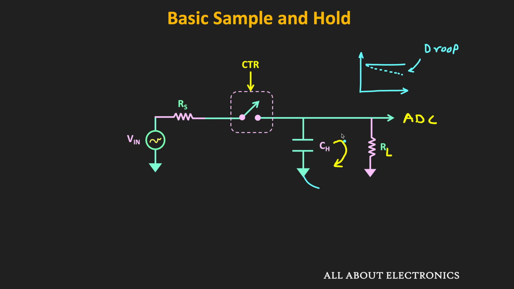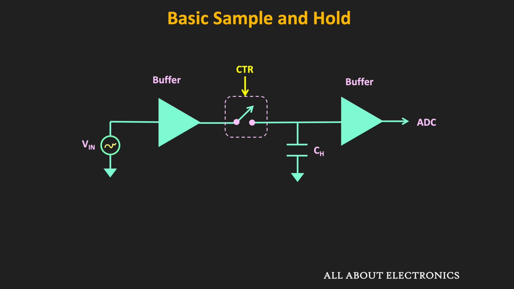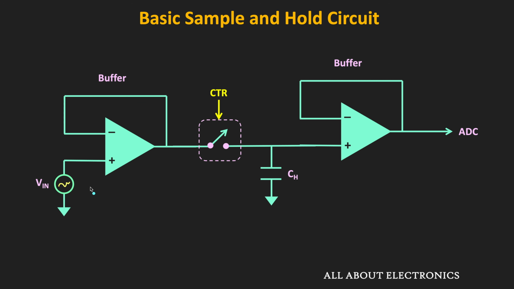But here, the thing is that this load impedance can affect the voltage across the capacitor during the hold period. So to remove that dependency, both on the input as well as the output side, typically input and output buffers are used. As you can see, this input buffer is connected just before the switch, while the output buffer is connected after this hold capacitor. And we know that the op-amp can be used as the buffer.